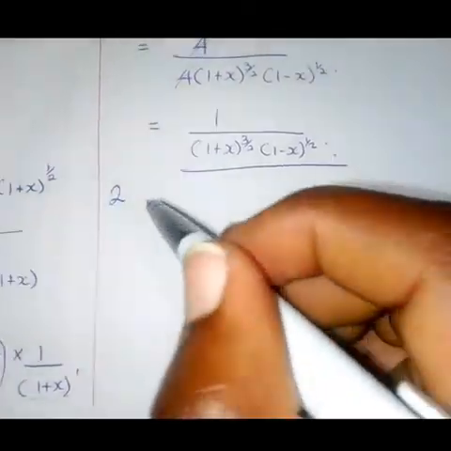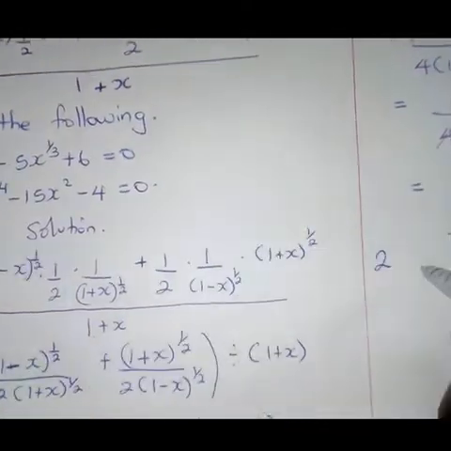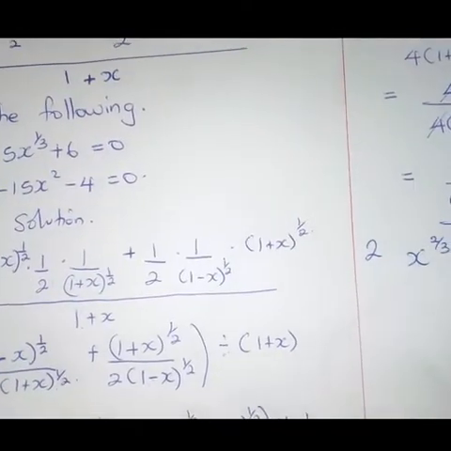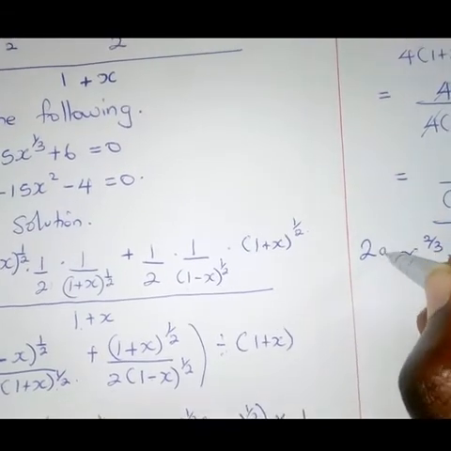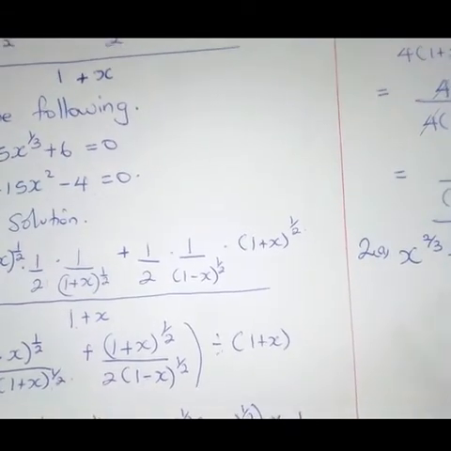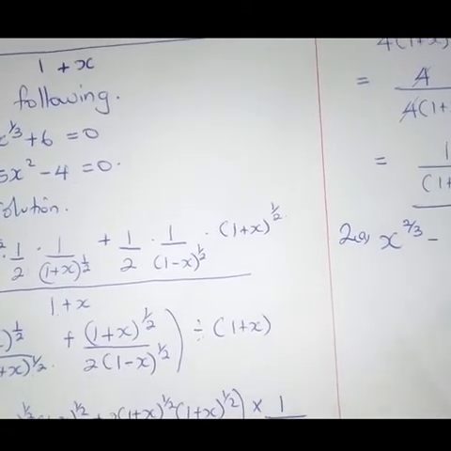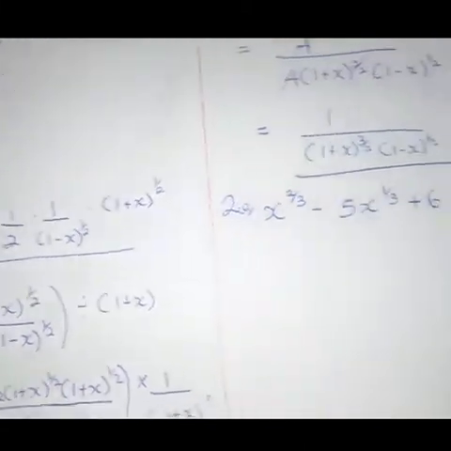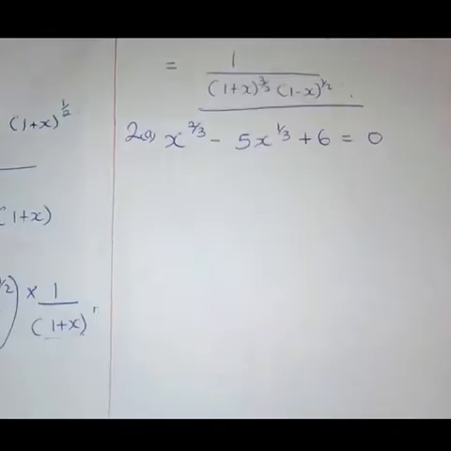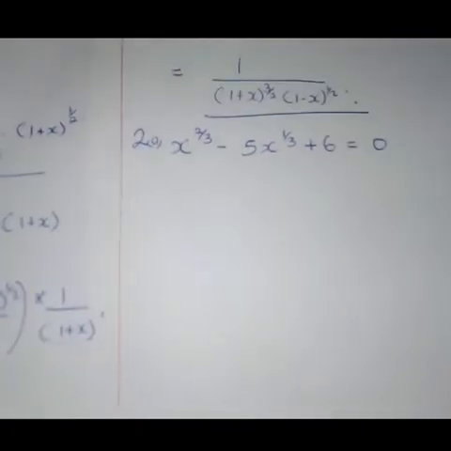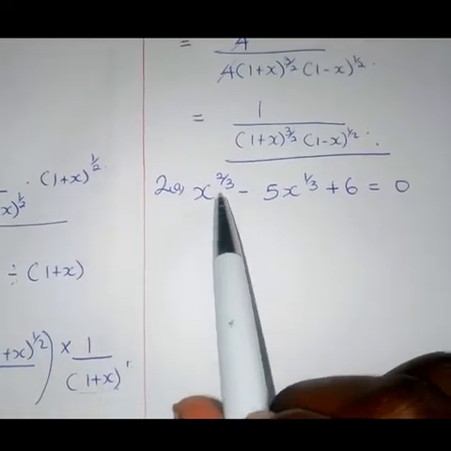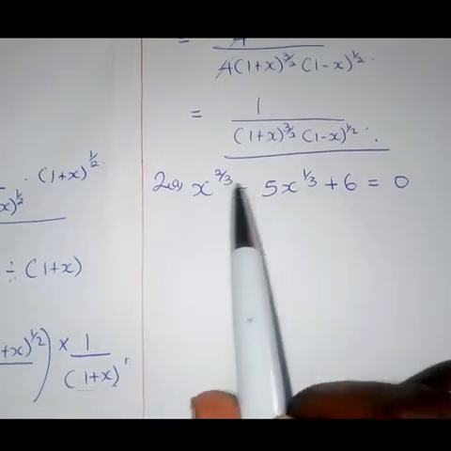So we shall have x to the power 2 out of 3 minus 5, this is part A, minus 5 x to the power a third plus 6 equals 0. So now here, how are we going to apply the indices? We are going to observe that on these first two terms of x, there is a common thing, which is a third.